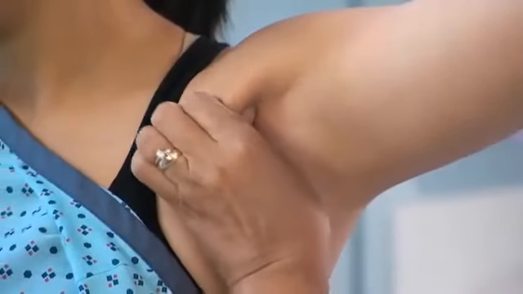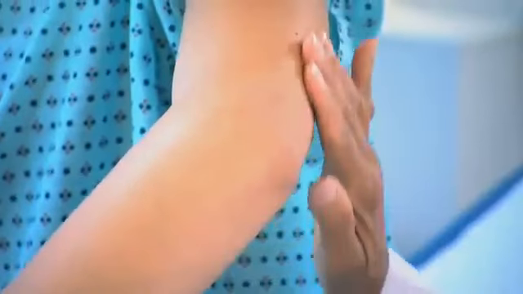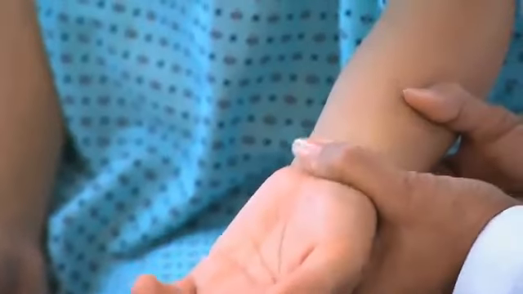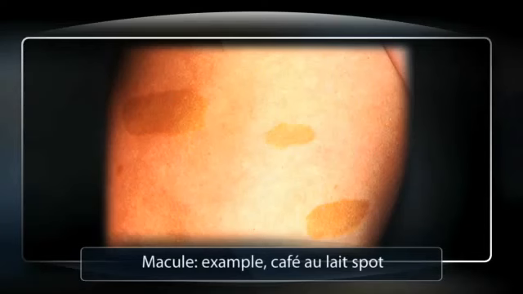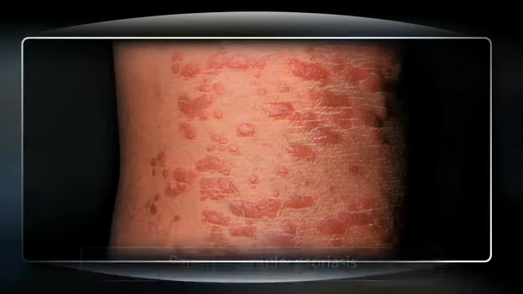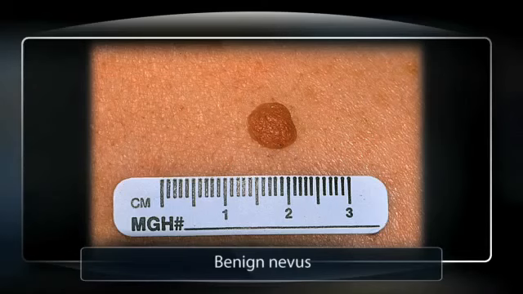Do they involve exposed surfaces, the intertriginous or skin fold areas, extensor or flexor areas, or acral areas such as the hands and feet? Do they involve any areas exposed to specific allergens or irritants, such as wristbands or rings? Describe the type of lesion. Is it a macule or flat on the skin surface, like a café au lait spot? Is it raised, or a papule seen in psoriasis? Is it a vesicle that is palpable and fluid-filled, or a nevus or pigmented lesion?